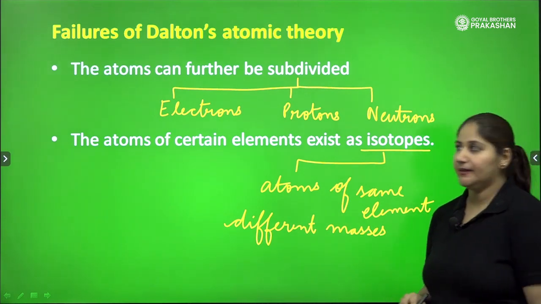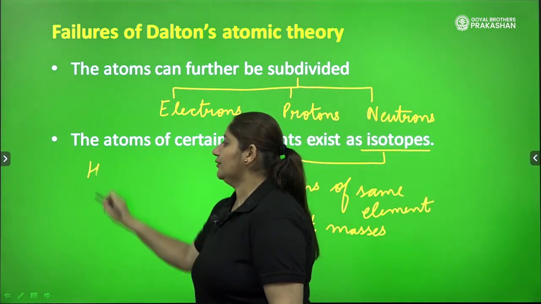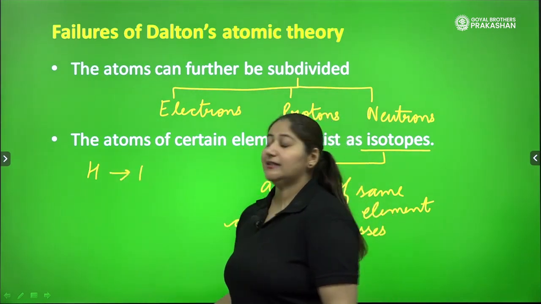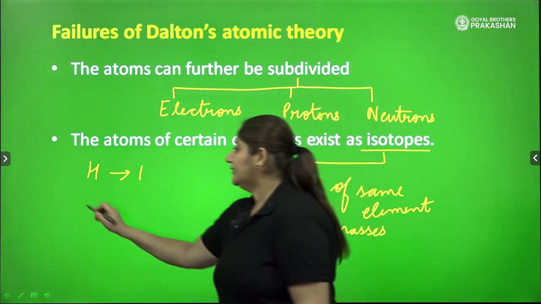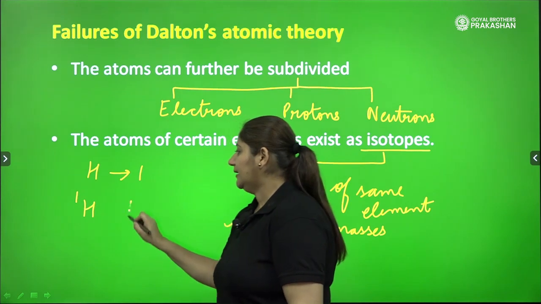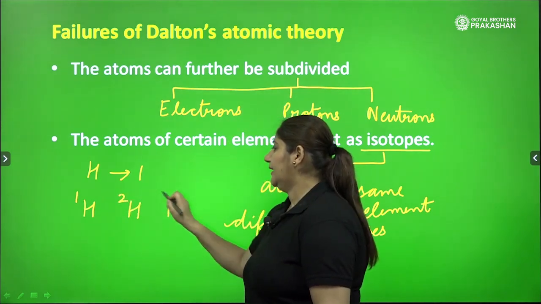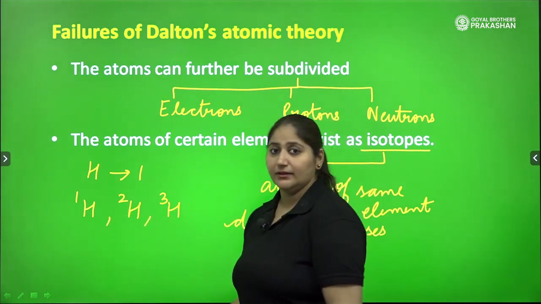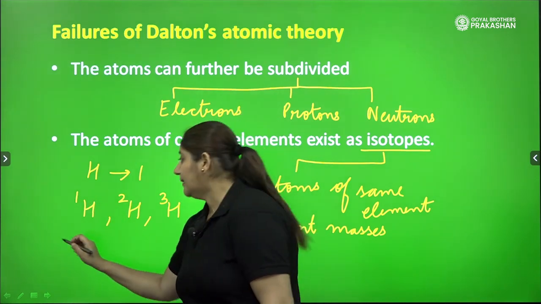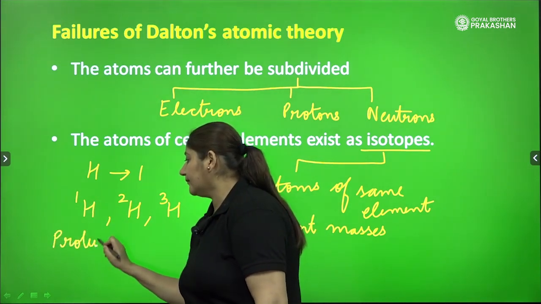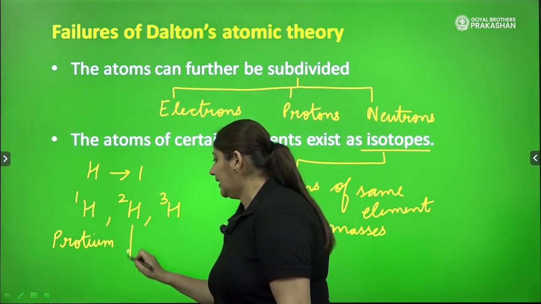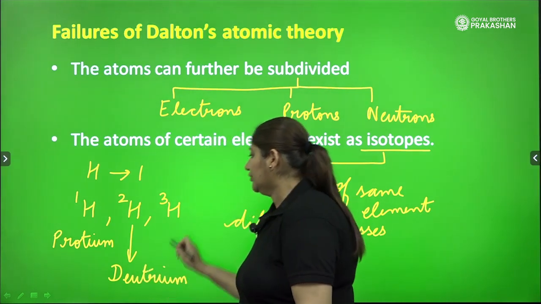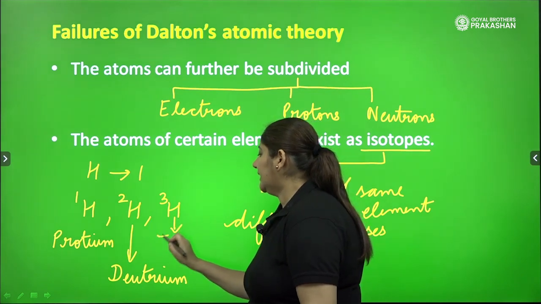How? Let's take an example. When we talk about isotopes of hydrogen, children, do you know the atomic number of hydrogen is 1? So it has 3 different forms of hydrogen. There is hydrogen with atomic mass 1, hydrogen with atomic mass 2, and hydrogen with atomic mass 3. Yes, so they are different, but they all exist. The hydrogen which has mass 1, we call it protium. Hydrogen with mass 2, we call it deuterium. And the hydrogen with mass 3, we call it tritium.